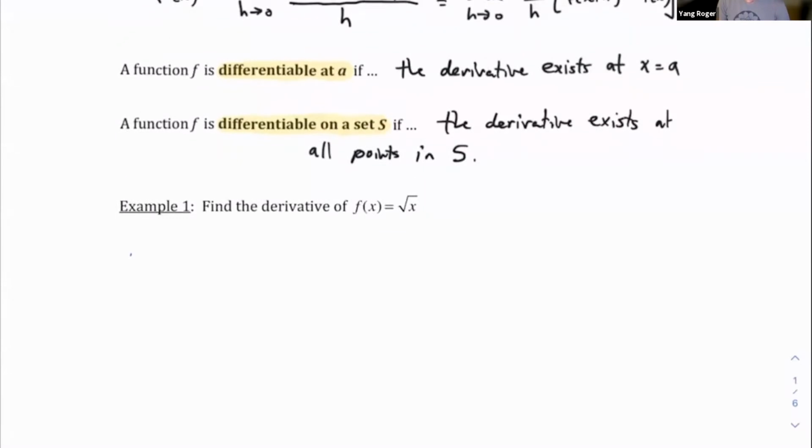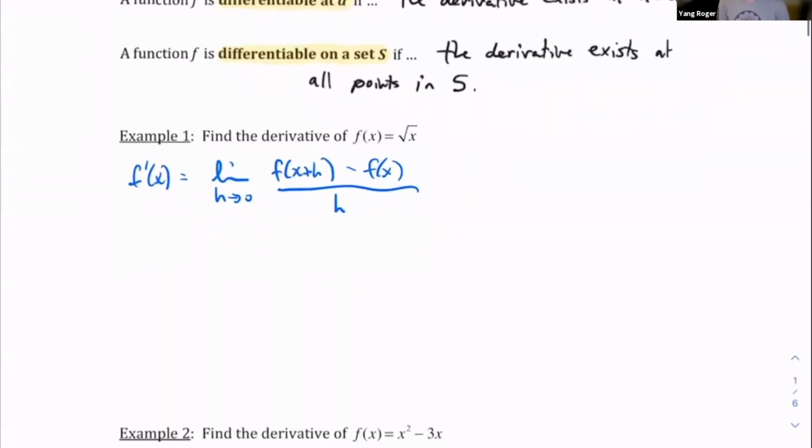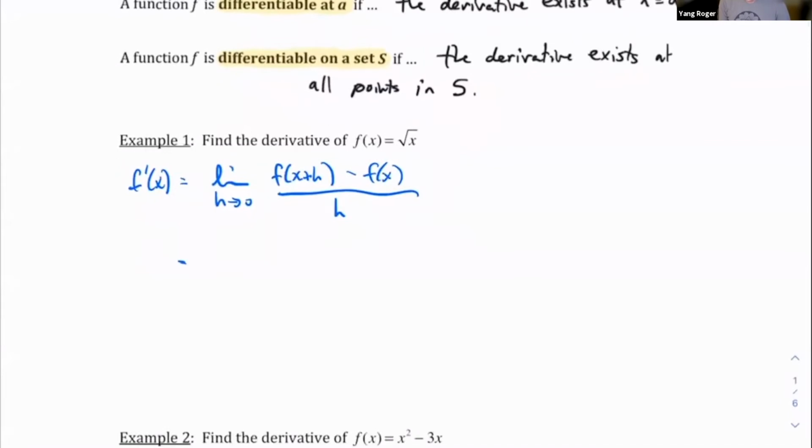So in example 1, we're just going to use our limit definition. f prime of x is going to be the limit as h goes to 0 of f of x plus h minus f of x, divided by h. So in this particular case, that's the limit as h goes to 0 of the square root of x plus h minus the square root of x, divided by h.